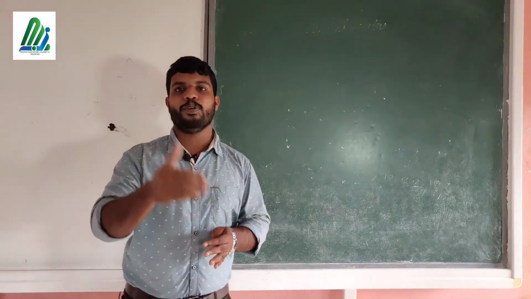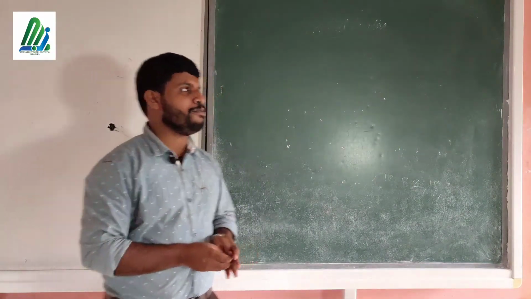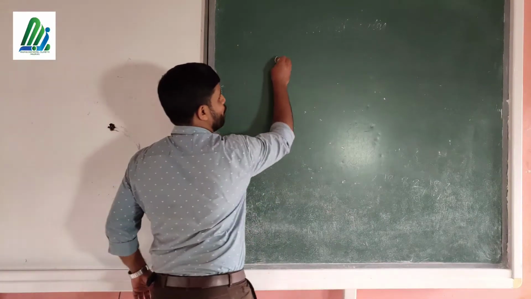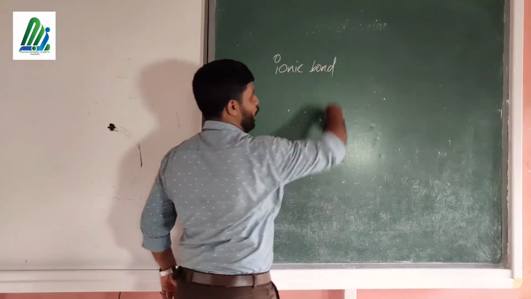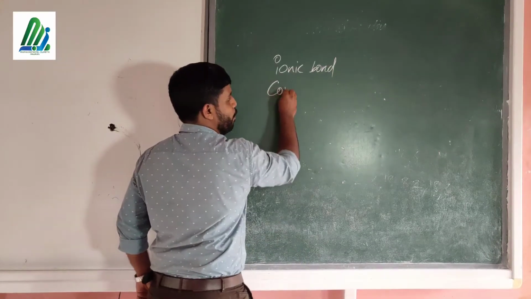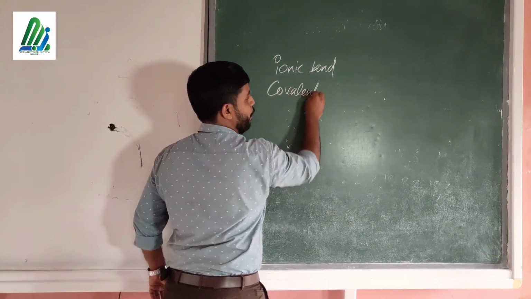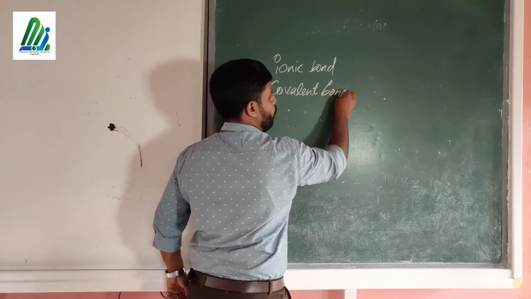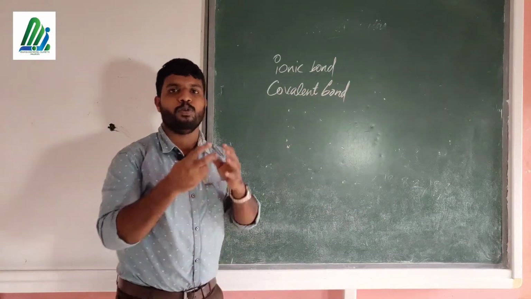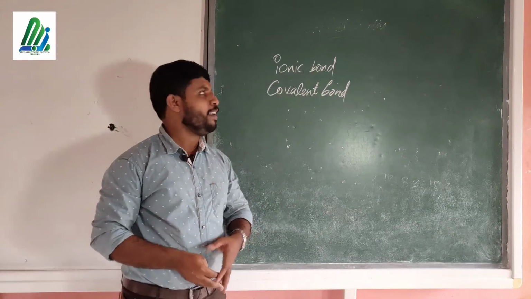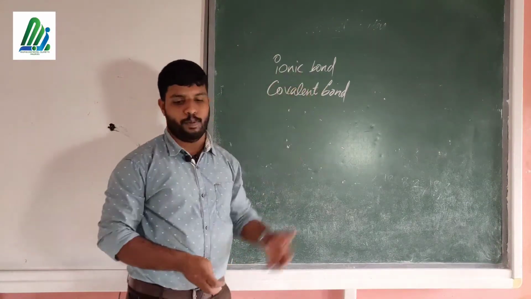Now we are going to discuss that there are mainly two types of chemical bonding. The first one is ionic bonding, and the second one is covalent bonding. So there are two types of chemical bonding: ionic bond and covalent bond.